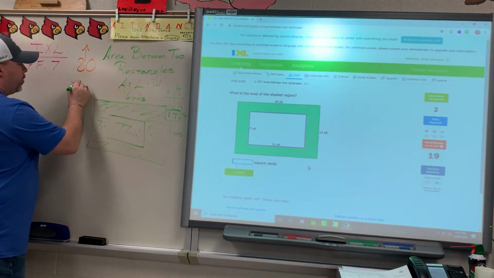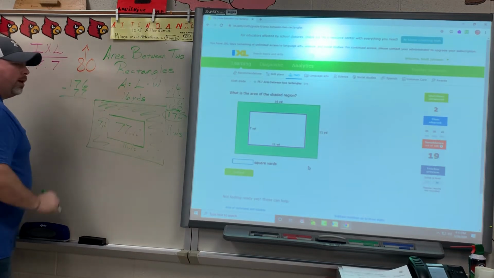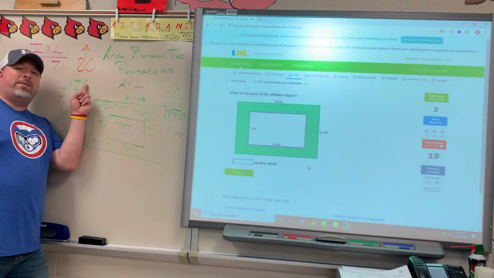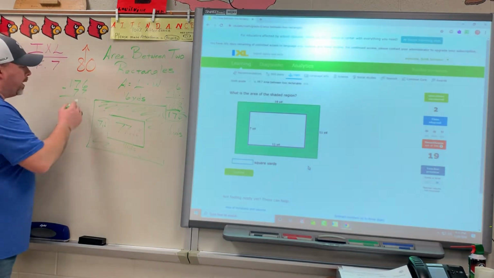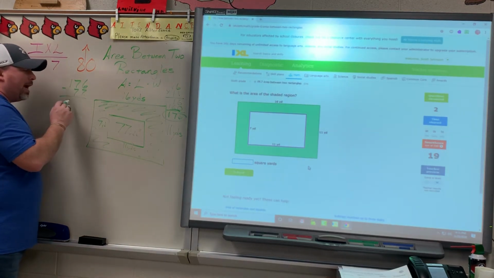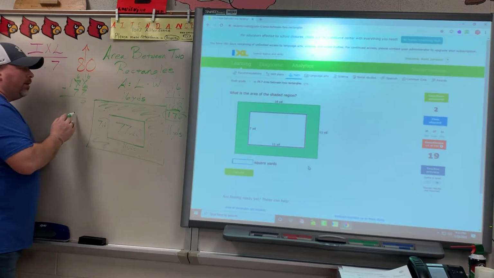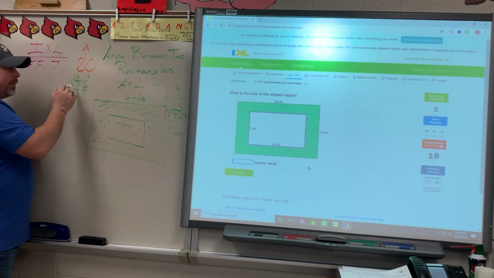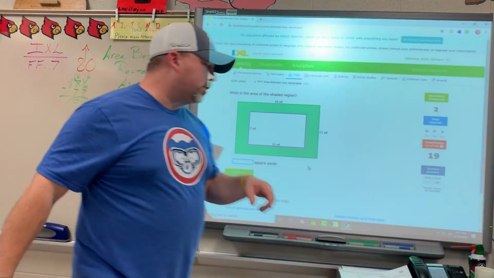So 176 minus 77. Well, you know, if that was 177, this would work out easily to just an even 100. But 176, take 77 away, we're going to get that 99, right? We're going to borrow here. This becomes a 6. 16 minus 7 makes 9. And then 16 minus 7 makes 9. 99 yards squared.